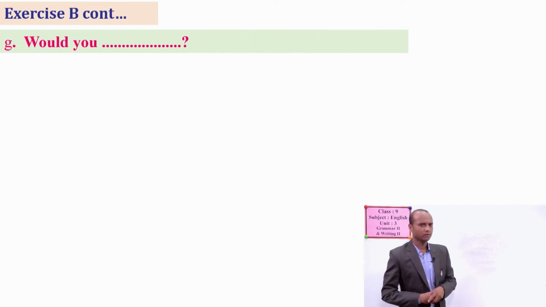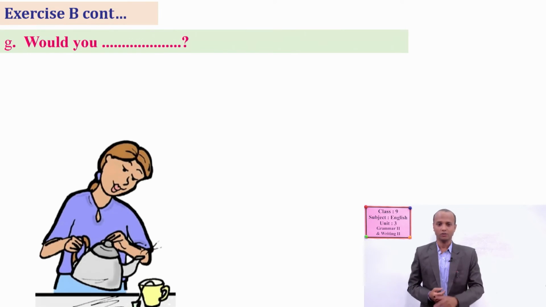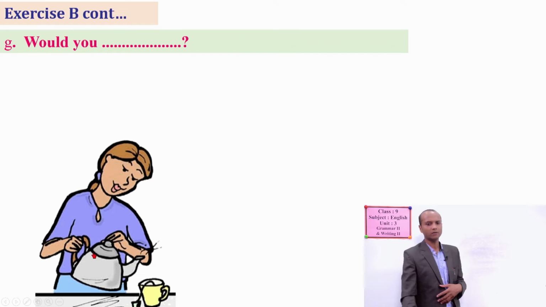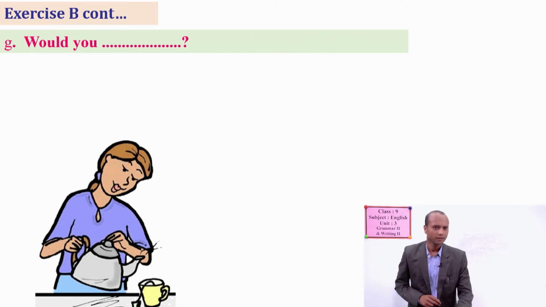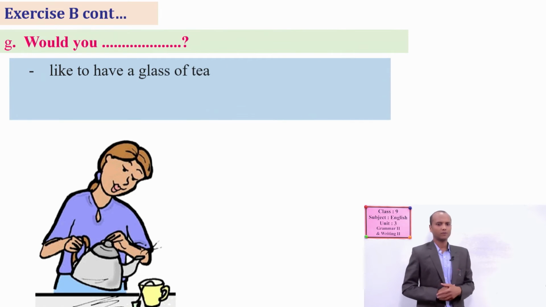Would you blank space question mark? What would you say in this situation? Look, the girl is pouring something from the kettle. Okay, so you might say, good, would you like to have a glass of tea? Okay, next.